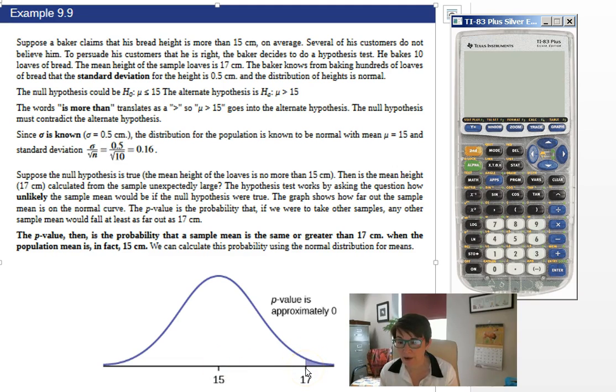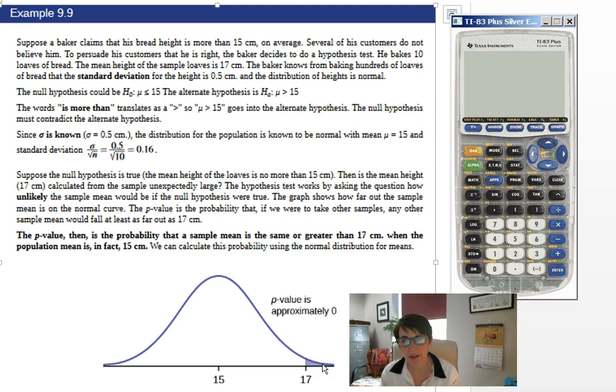Up here is 17. What we want to say is that the probability, this area under the curve, greater than 17, that is just as likely to happen. So if we prove that this p-value up here is in the normal range, then we need to look at this. If the p-value is very, very, very small, which it looks like it might be in this case, we can say that 15 is really not the mean. We would reject 15 as being the mean.